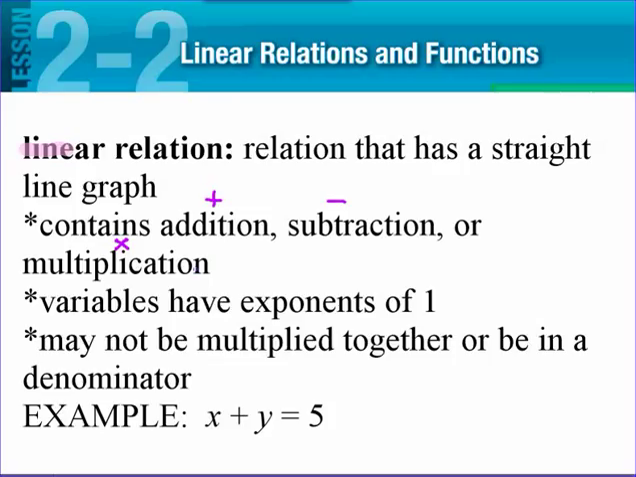The variables have exponents of 1 only. So you can't have an x squared. You can't have a y squared. You can't have an x to the negative 1. And they may not be multiplied together or be in a denominator. When it says may not be multiplied together, that means you can't have an xy. Notice those variables each have exponents of 1, but you can't multiply them together and still get a linear relation. And they can't be in the denominator. That would be like 1 over x.